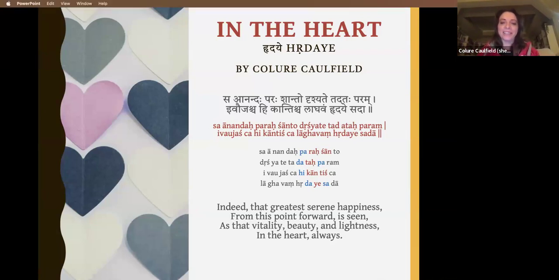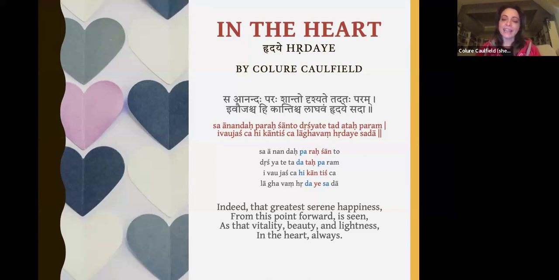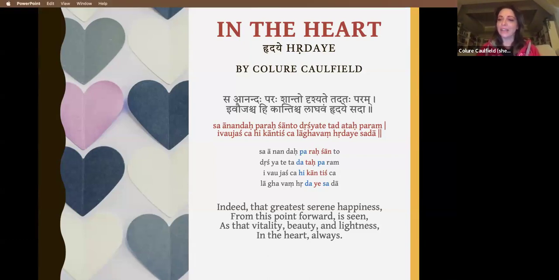Like Dana, I wrote 2 verses thematically around the same ideas. So my verses deal with topics of compassion and happiness in the heart and sort of experiencing our yoga in that way. And so this first section is called In the Heart, or Hridaye. And in English, it is, indeed, that greatest serene happiness from this point forward is seen as that vitality, beauty, and lightness in the heart always.